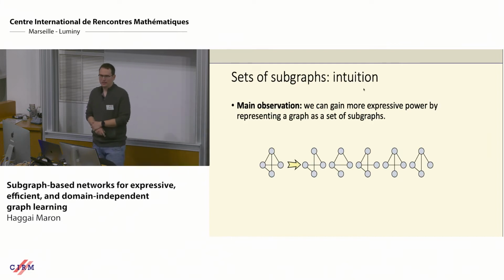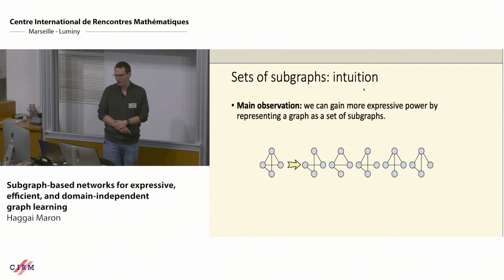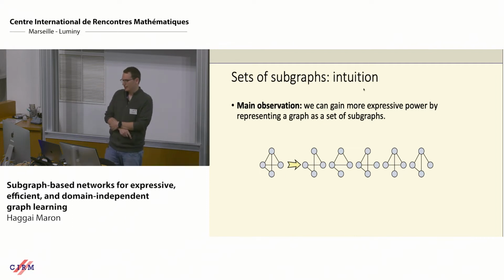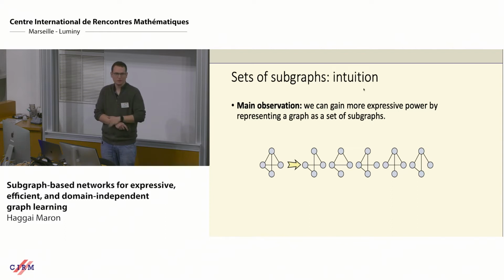So the main observation that will lead us today is that we can gain more expressive power by representing a graph as a set of subgraphs. For example, here we have the original graph on the left side, and on the right side we have a set of edge-deleted subgraphs, which means that in each subgraph I delete a single edge.